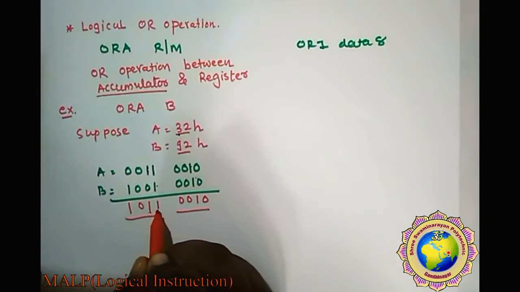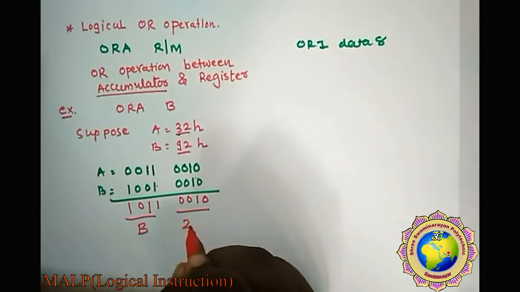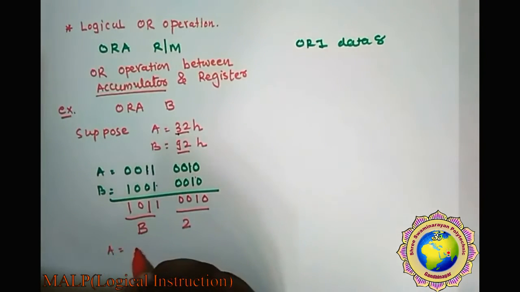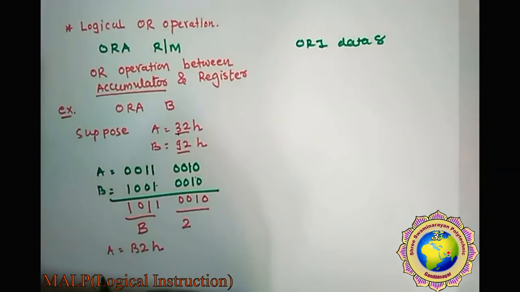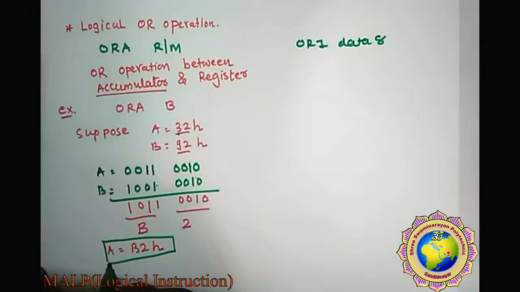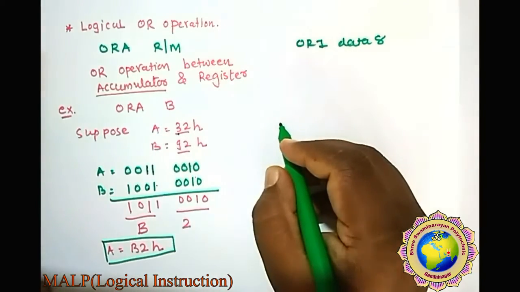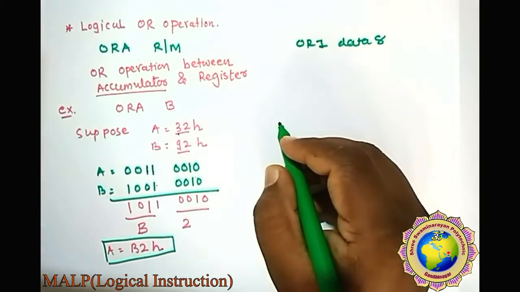It's 11. What is the hex of 11? It's B. Okay, and this is 2. So after performing the ORA B, the value of A is B2H.